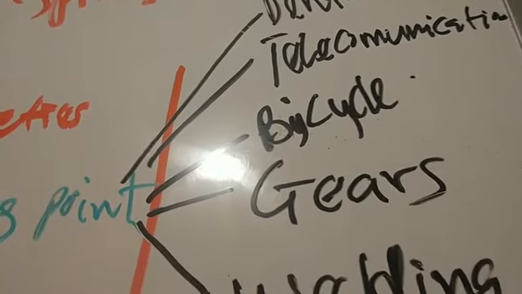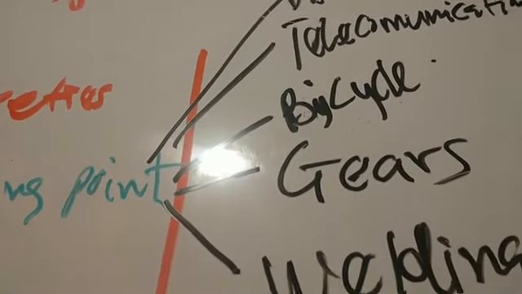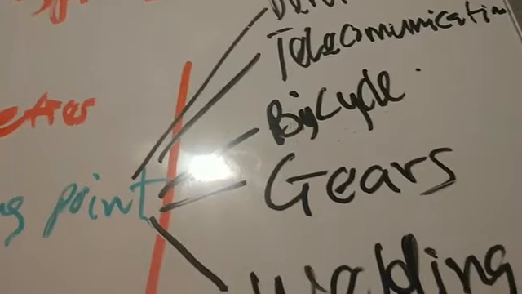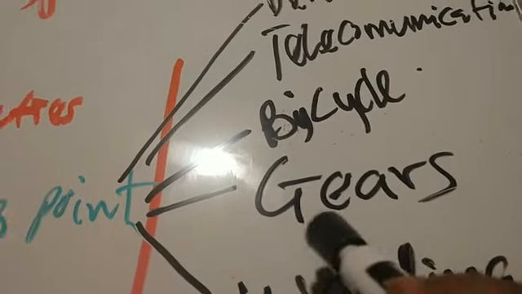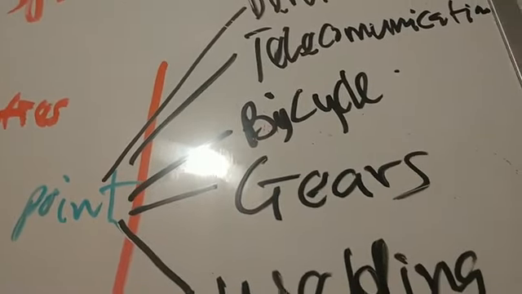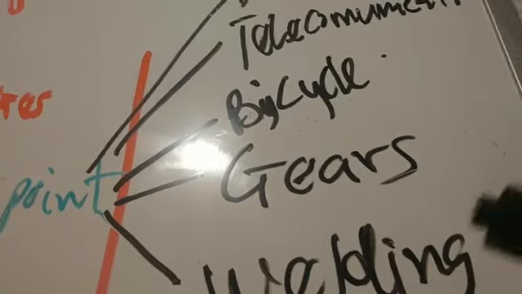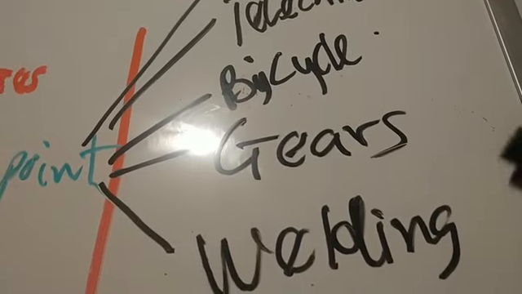It's also in the form of a gear. It is also in the form of a gear. Because a gear, your bicycle has a gear. I will explain more about gears.